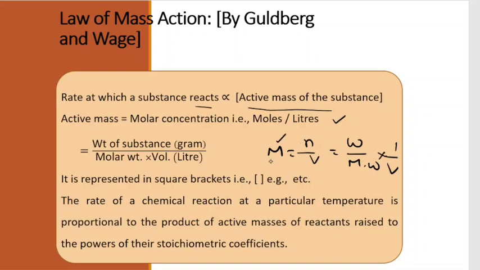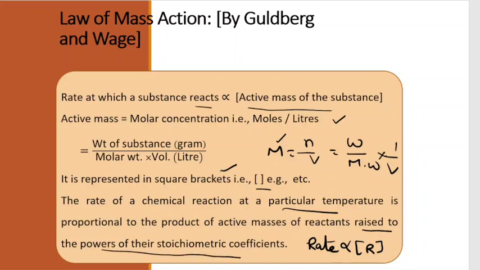Now we are going to use the term active mass instead of molar concentration: the concentration or amount of substance participating in the reaction. And these active masses or concentration terms are always shown in square brackets. At a particular temperature, the rate of a reaction is directly proportional to the active mass, that means the concentration of reactants raised to the powers of their stoichiometric coefficients.